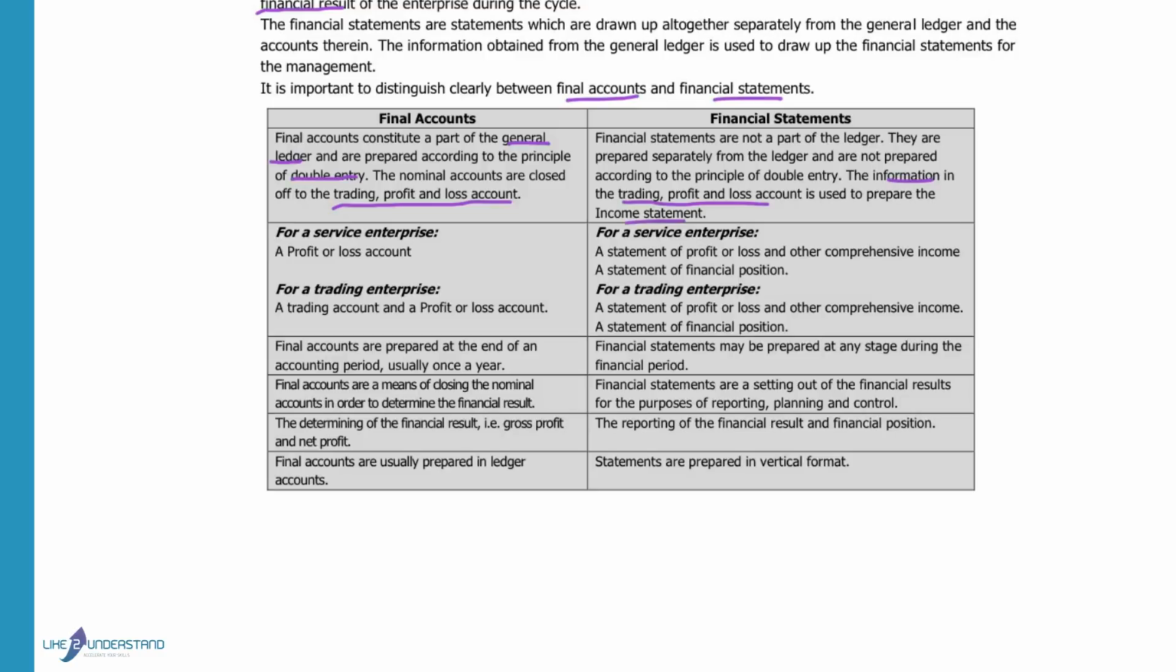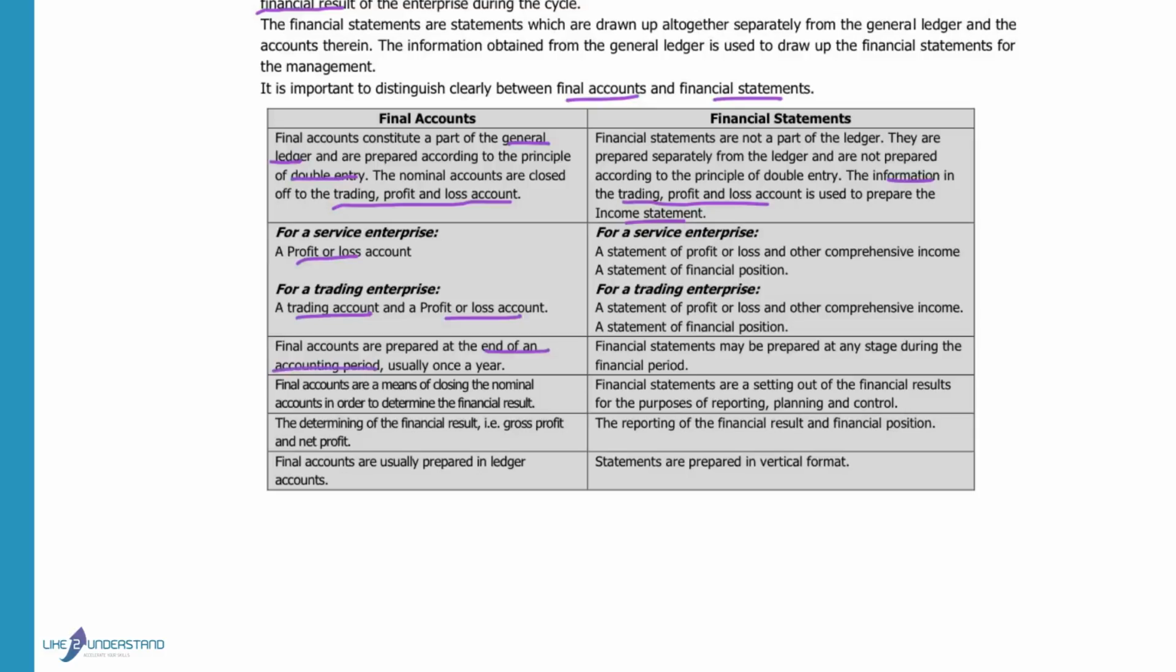In a service enterprise, you will only have a profit and loss account. In a trading business, you will have a trading account and a profit and loss account. In a service business, you will have a statement of profit and loss or income statement and balance sheet. In a trading account, you will also have an income statement and a balance sheet. Final accounts are prepared at the end of the accounting period. So once a year, you will close off all your nominal accounts.